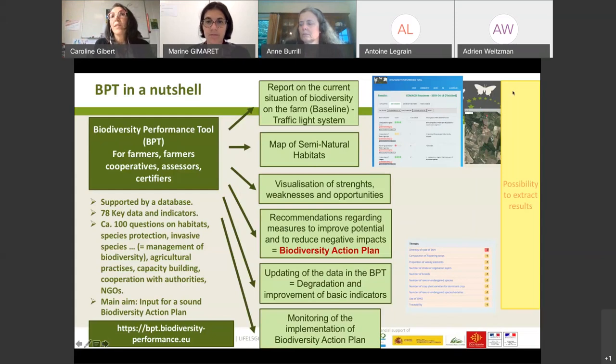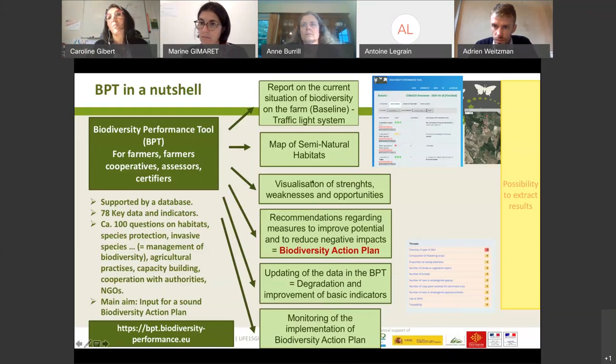Another functionality is that you can export all the results into an Excel file at this moment, where you will find the report on the basic indicators and the details of the calculations that are done, a visualization of the strengths and weaknesses matrix and the opportunities matrix, and general information regarding the farm.